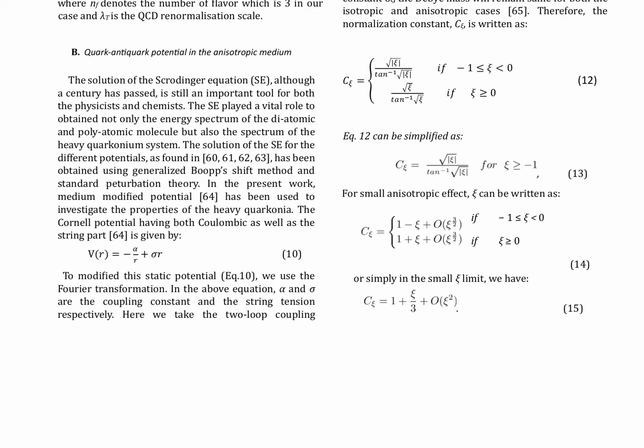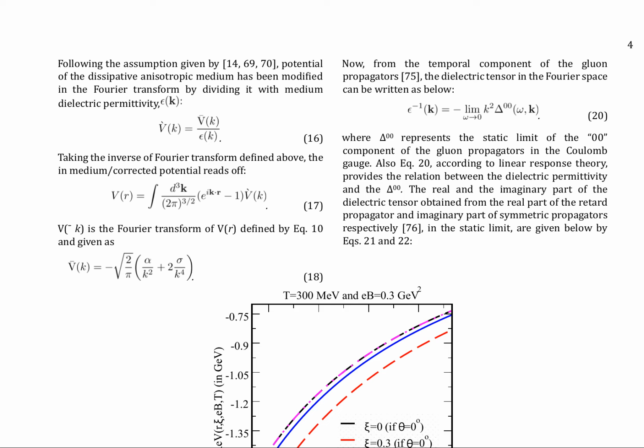The normalization constant can be simplified for small anisotropic effects, as shown in equations 13 to 15. The potential of the dissipative anisotropic medium is modified in the Fourier transform by dividing it with the medium dielectric permittivity, as shown in equation 16. The in-medium corrected potential is obtained by taking the inverse Fourier transform, given by equation 17.